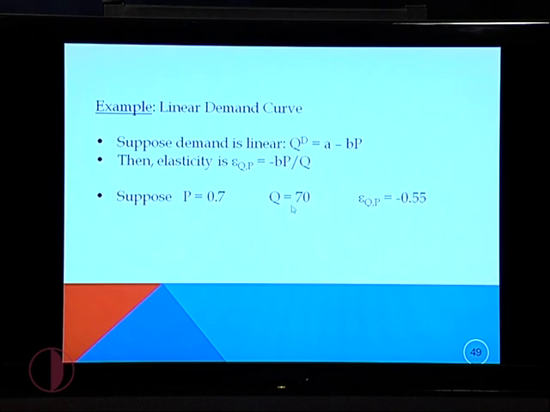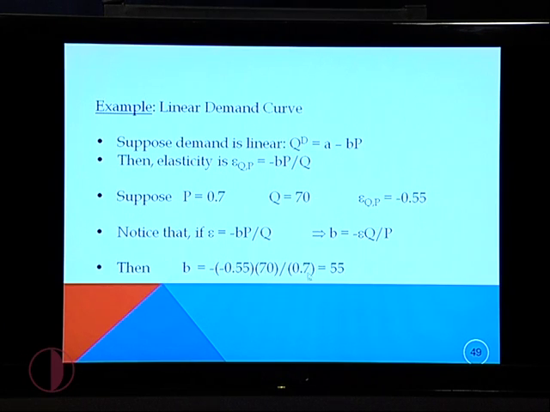P is 0.7, Q is 70, and elasticity is minus 0.55. Then when we put this in the equation, it will give us the slope, 55. Then we put 55 here. Then we are estimating A and B. You see? Then we have the equation.